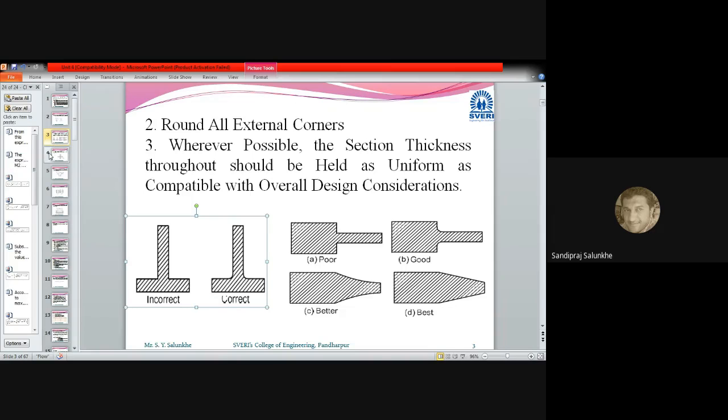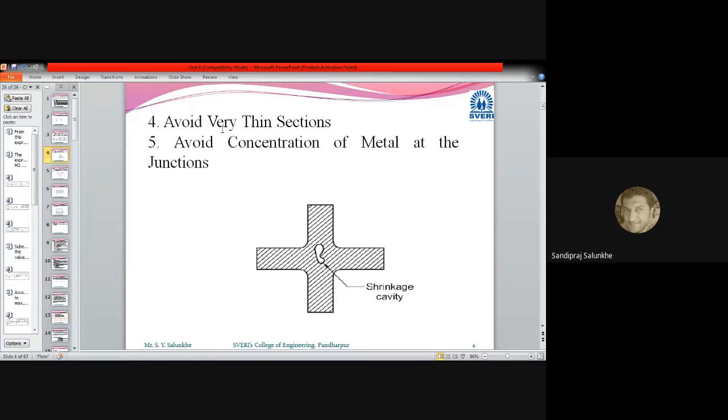So this consideration we have to keep in mind at the time of designing any component which will be manufactured by means of casting. Next, fourth is to avoid very thin sections, because a very thin part manufactured by casting will create much more problems. So these thin parts we have to avoid manufacturing by this casting method. We can go for other types of methods by which they can be manufactured. And fifth, avoid concentration of metal at the junction. Here you can see these are the four ways, and it will be manufactured by means of casting.